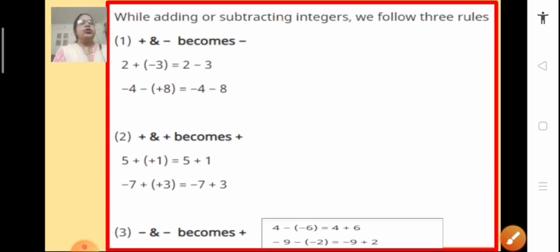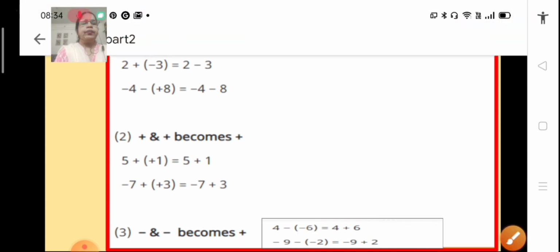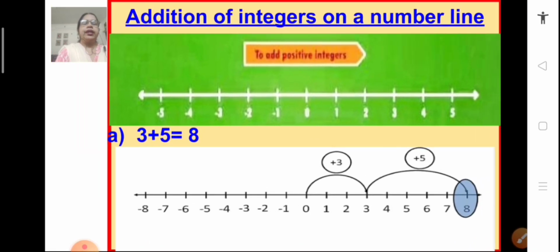So there are some rules to remember. Positive and negative sign become a negative sign. Here we have shown this, positive and negative becomes a negative, and 2 positive signs become a positive sign. And we have shown this here, 2 positive signs become a positive sign, and 2 negatives will become a positive. And when we have 2 negative integers, we add them, but we will put the sign of a negative integer.